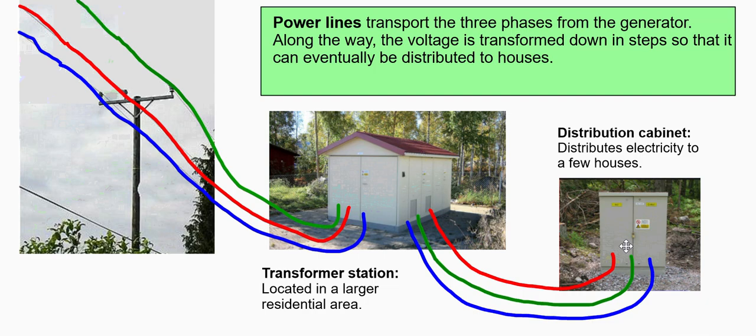Note that this cabinet simply distributes the power to the nearby houses. So here we have the 3 power lines with the 3 separate phases, which each is lowered in voltage, and they get to the distribution cabinet.